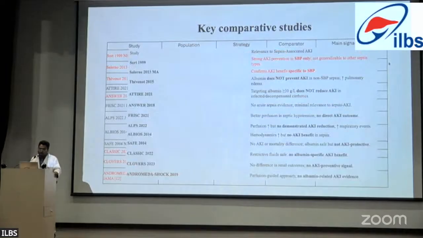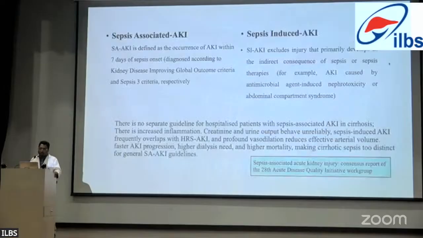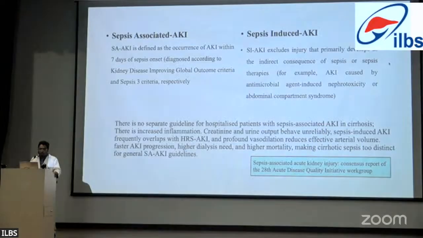Among these studies, the Sort study and the Salerno study advised albumin for AKI in patients of SBP, but sepsis-associated AKI has not been studied much. Sepsis-associated AKI is defined as the occurrence of AKI within 7 days of sepsis onset, diagnosed as per the KDIGO guideline and sepsis criteria, whereas sepsis-induced AKI excludes injury that primarily develops as an indirect consequence of sepsis or sepsis therapy. So there is no separate guideline for hospitalized patients with sepsis-associated AKI and cirrhosis.